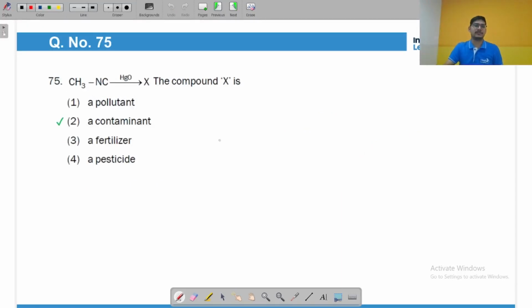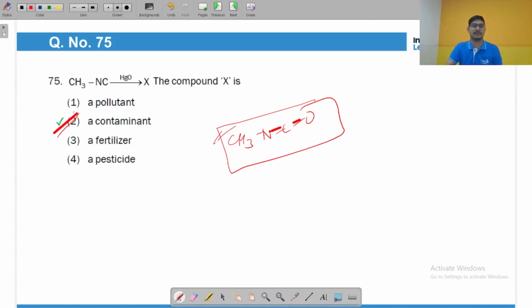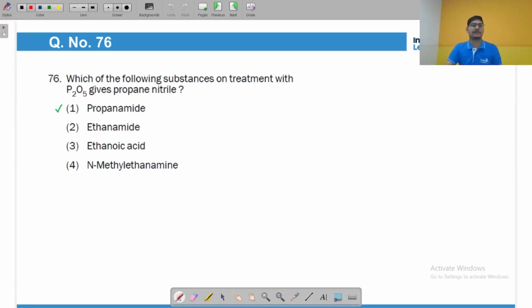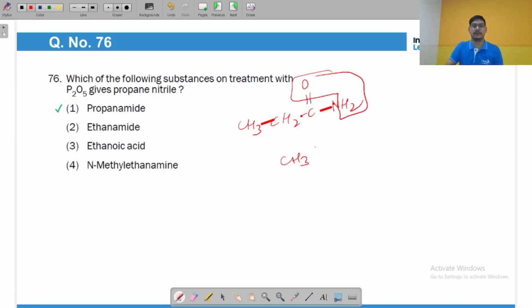CH3NC on reaction with HgO gets oxidized, and then it gives you methyl isocyanate, which was a notorious substance in the Bhopal gas tragedy. So that is the correct answer. Which of the following substances on treatment with P2O5 gives propanenitrile? It is a strong dehydrating agent. So when propanamide, which is this compound, is treated with P2O5, dehydration occurs, and you get this compound, propanenitrile. So this is the correct answer.